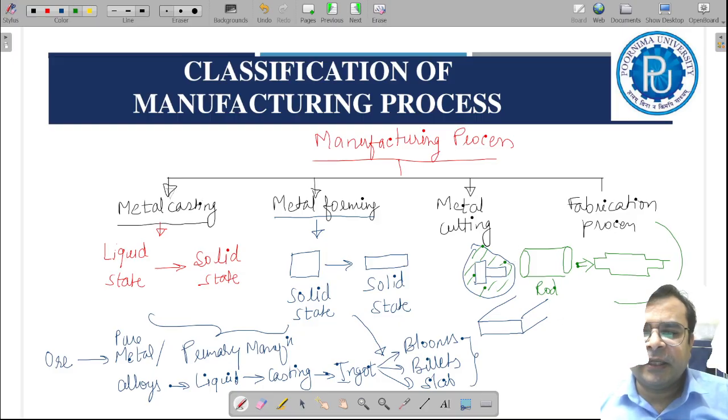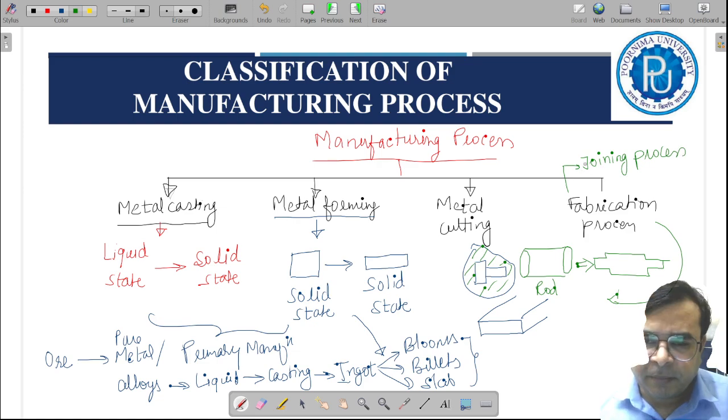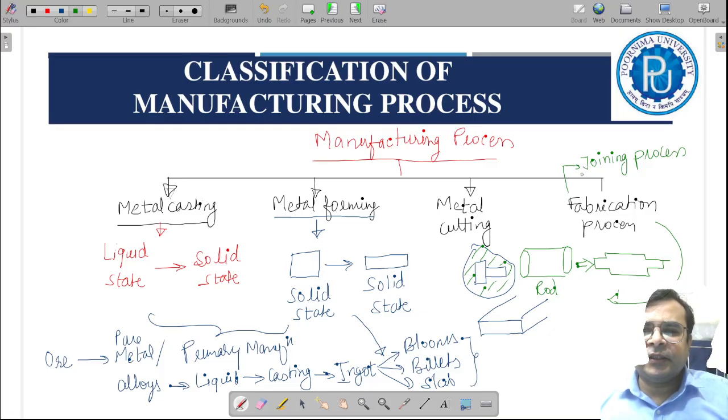And next, the fabrication process. So what is fabrication? Fabrication means joining of two or more pieces. Fabrication is a joining process in which two or more pieces are joined, either temporary or permanent, or even a semi-permanent type. So this is called a fabrication process. So simply, fabrication means joining of two or more pieces. So this is the detailed classification of manufacturing process.